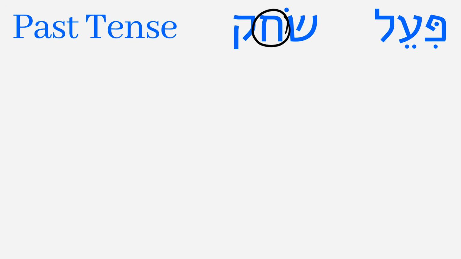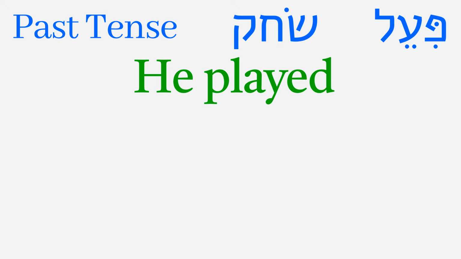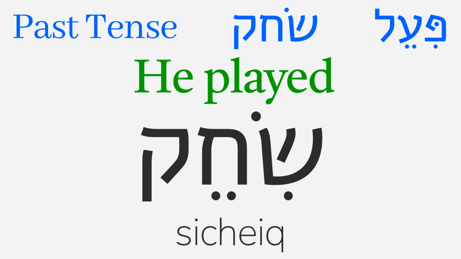If the second letter of a root is aleph, ein, chet, or he, the hu form of the Piel past tense will be mostly regular. For example, the verb he played from the root sin, chet, kuf is sichek, with the vowels as a hirik and tzere. The second root letter cannot have a dagesh if it is one of these letters, but that does not affect the pronunciation of the word.